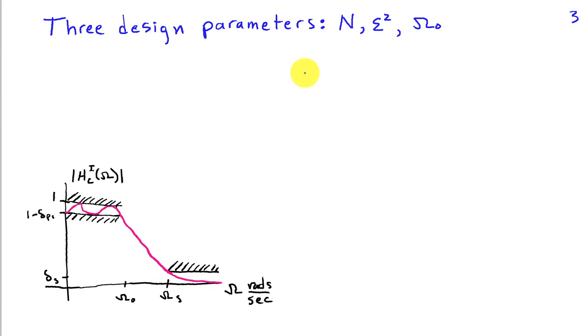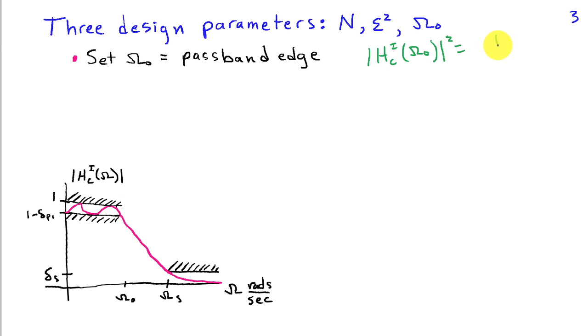Now this filter has 3 design parameters. We have n, epsilon squared, and omega naught that enter into determining the frequency response of the filter. So since we know that at omega equals omega naught, the magnitude squared is going to be 1 over 1 plus epsilon squared, then we can set the passband edge to be omega naught, because for omega greater than omega naught, we know the response is monotone decreasing.